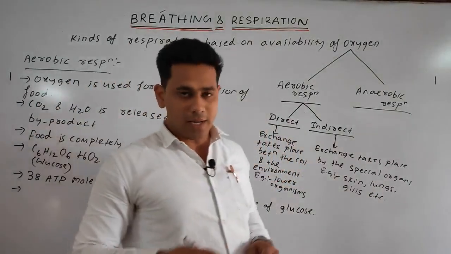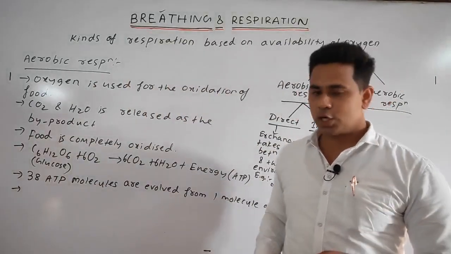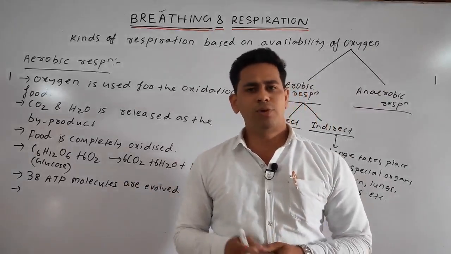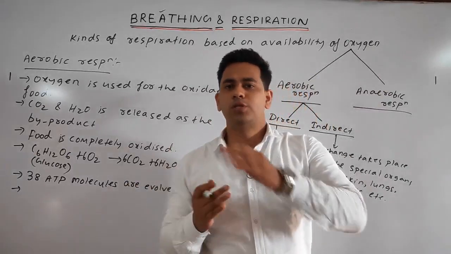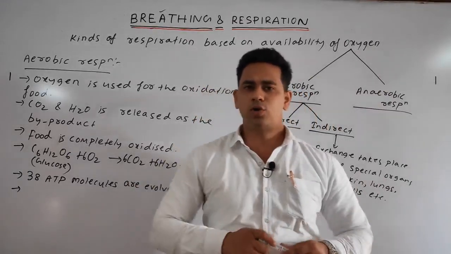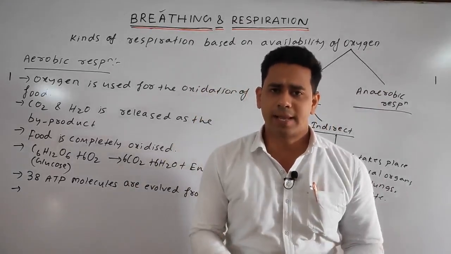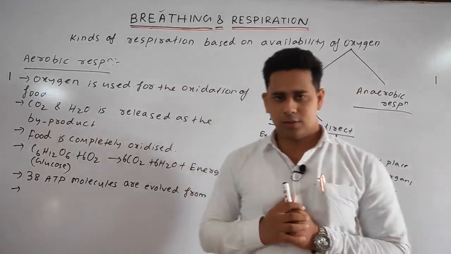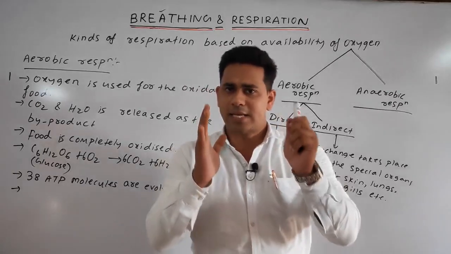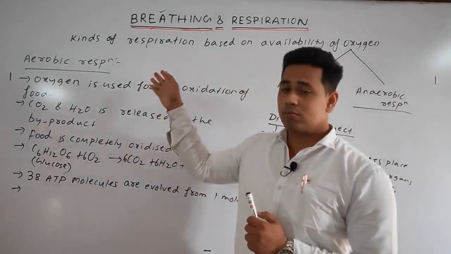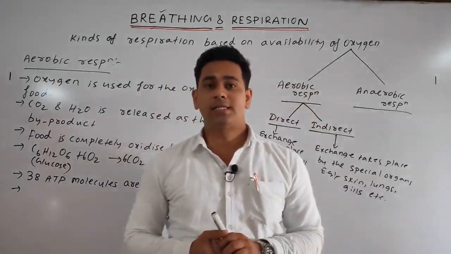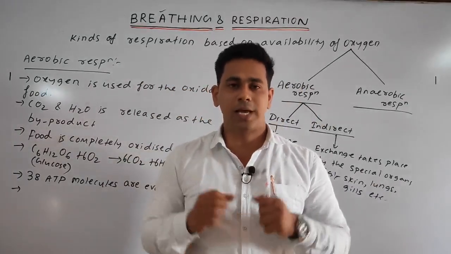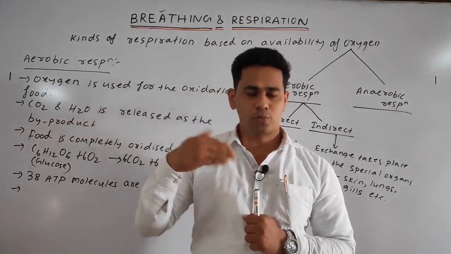Then the next and last point. As we discussed, the breakdown of the food, or the glucose, takes place, so various important processes are carried out, such as glycolysis and the Krebs cycle. Simply remember, students, in aerobic respiration the glycolysis takes place inside the cytoplasm, and the Krebs cycle takes place inside the mitochondria, which is the main powerhouse of the cell. The main function of the mitochondria is to produce energy.